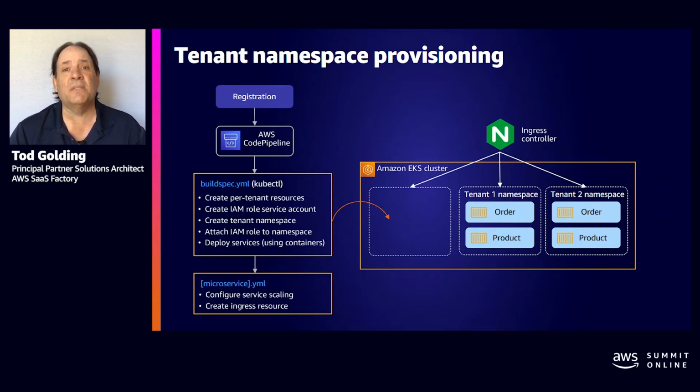And then also you'll see as part of this that each microservice also has a separate YAML, and this is where we're able to configure the setup of each microservice, the scaling profile of each microservice independently. And this is also where we set up the routing from Ingress. So this is where we'll create the Ingress resource that is used to route tenants to their individual namespaces, specifically to a microservice in that namespace.